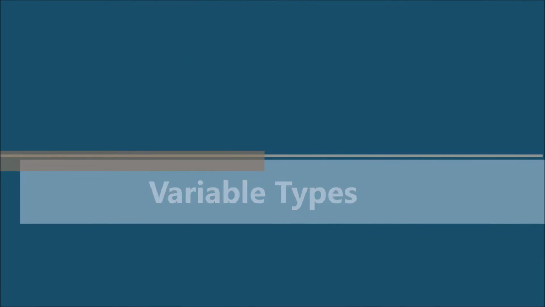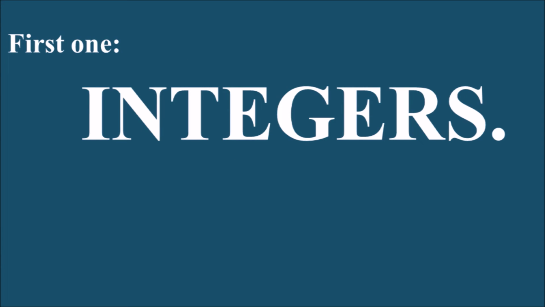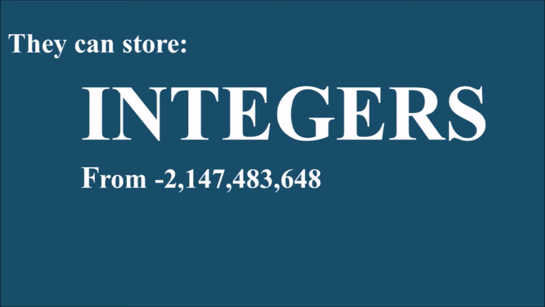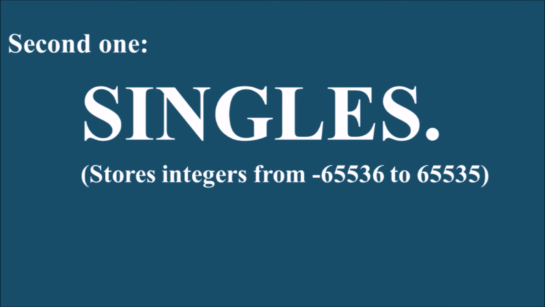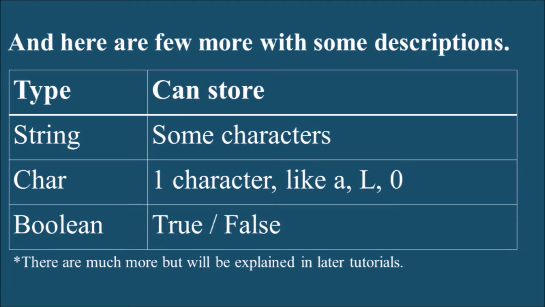5043. Variable types. There are many types, but the most used ones are not quite many. First one, integers. They can store from, I'm not going to say that. Second one is called singles, also stores integers. Third one, doubles, store decimal numbers. And here are a few more with some descriptions.